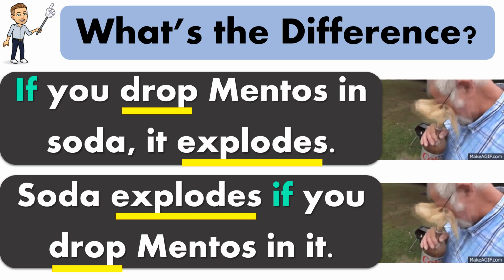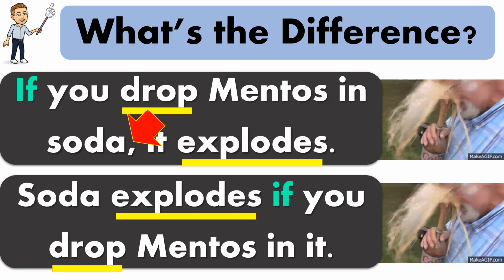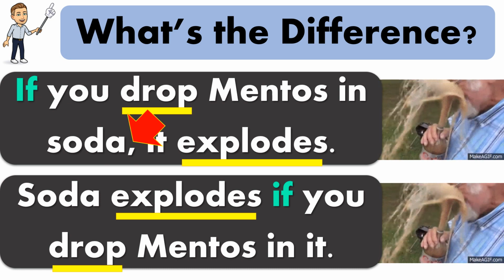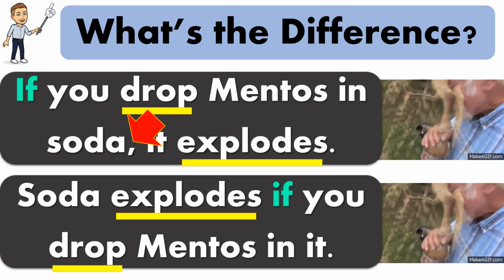Now, there isn't much difference, but there is something for you to remember. If we're starting with the if clause, you need a comma. Now, in the bottom sentence, we're starting with the result clause, and we don't need a comma, even though the meanings are essentially the same. If you drop Mentos in soda, comma, it explodes. Or, soda explodes if you drop Mentos in it. So in the second one, we won't need the comma. So remember that rule.